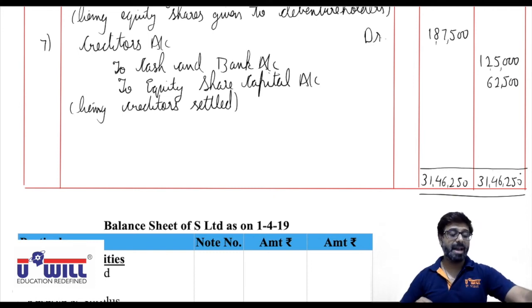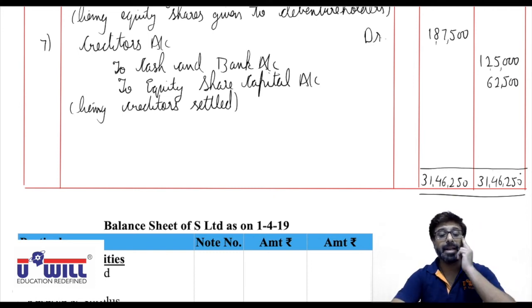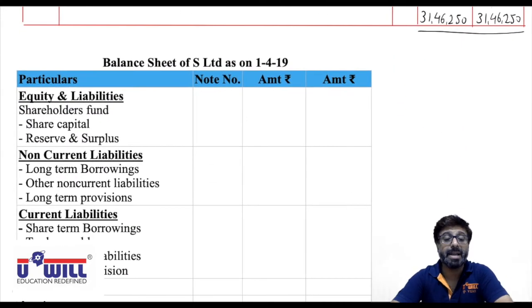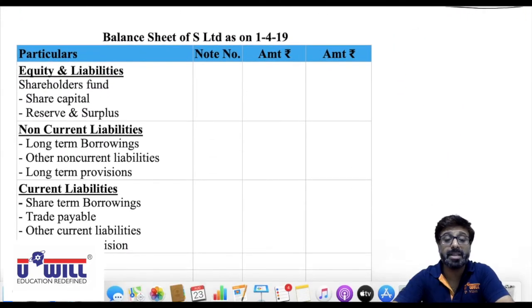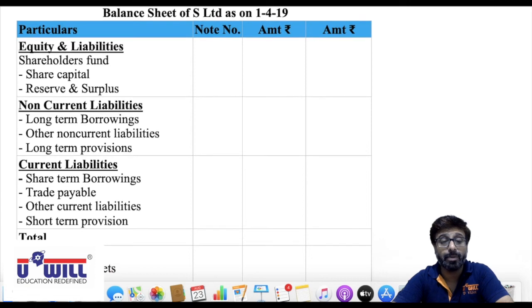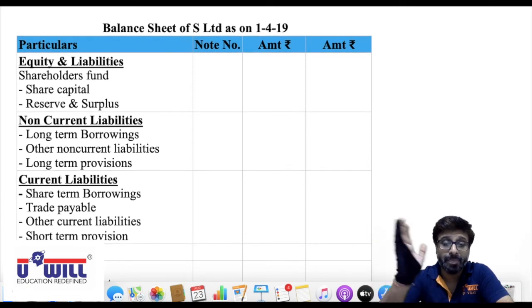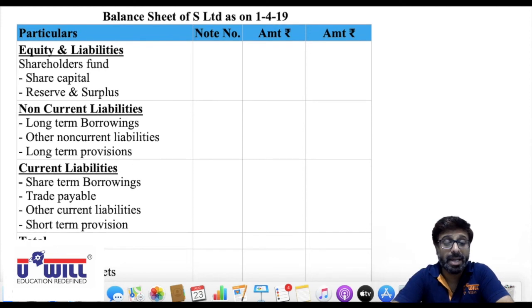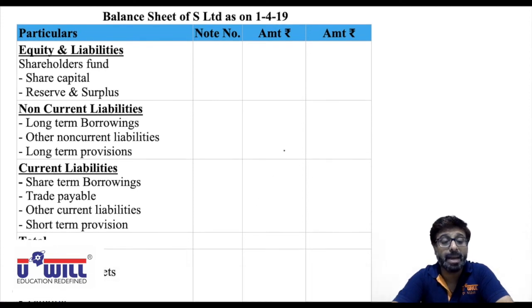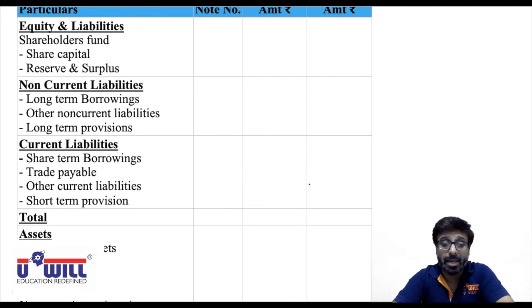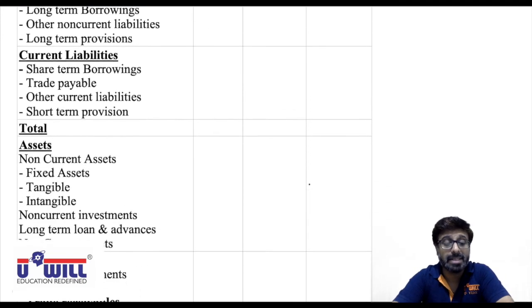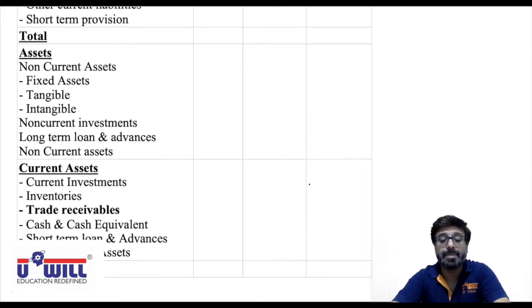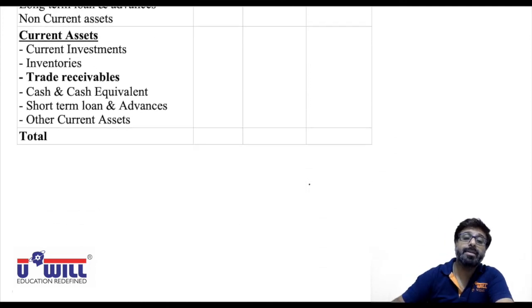Make the format of the balance sheet. Okay, all of you, balance sheet of S Limited on 1/4/19, make a blank format. First we will make the notes, then we will fill in the blanks in the format of the balance sheet. You can pause the video and make the format, and you already know which items come in the balance sheet. Equity and liabilities, shareholders' funds, share capital, reserves and surplus, non-current liabilities, current liabilities, asset side, non-current assets and current assets. So make the blank format with the respective items of the balance sheet, then pause the video.